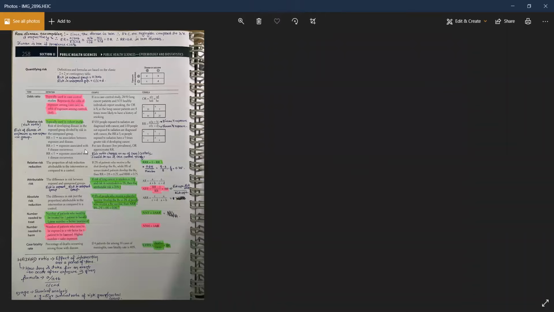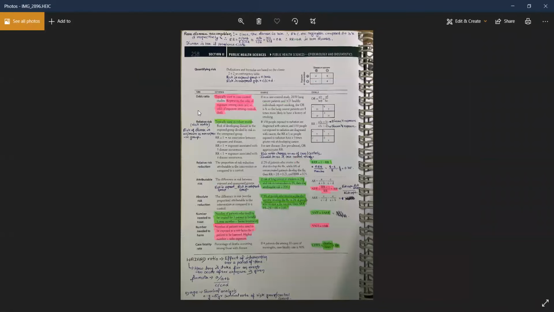Then we have also discussed quantifying risk, the odds ratios and the relative risk. Then we discussed the relative risk reduction, in which I told you about the absolute risk reduction, and then the comparison between the absolute risk reduction and the placebo. We have discussed the attributable risk, which is an absolute increase in the risk, right? The risk in the exposed group minus the risk in the non-exposed group. Then we have discussed the absolute risk reduction, which is the true difference between the non-exposed group and the exposed group. We have discussed the number needed to treat, number needed to harm. We have discussed the hazard ratio, right?